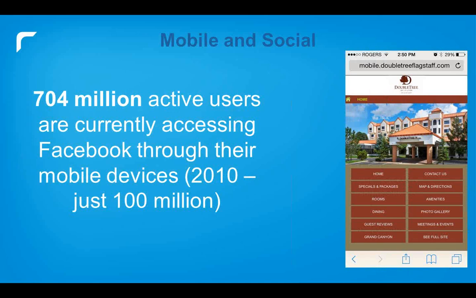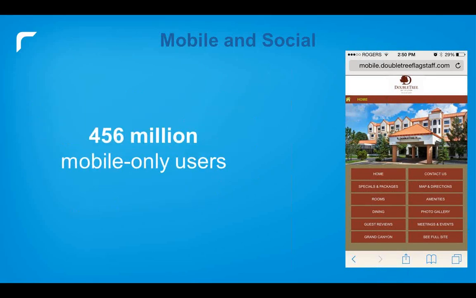Mobile. We've mentioned this several times throughout the webinar. So important now. 704 million active users are currently accessing Facebook through their mobile devices. And in 2010, it was just 100 million. So it's growing by leaps and bounds. As we've discussed earlier, having a mobile optimized site that's easy to navigate on your mobile phone is very important as well. There's 456 million mobile-only users, people who do not even have a desktop or laptop. They do everything on their phone.